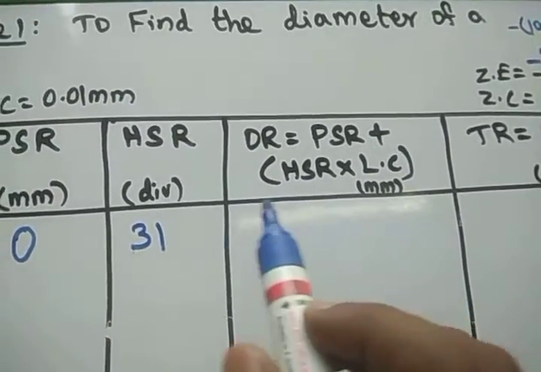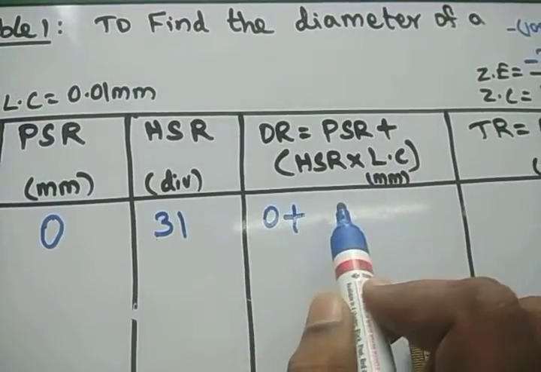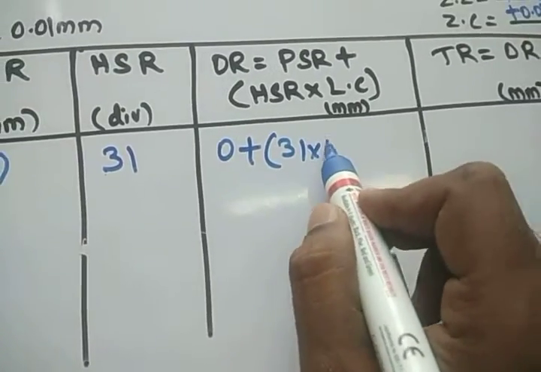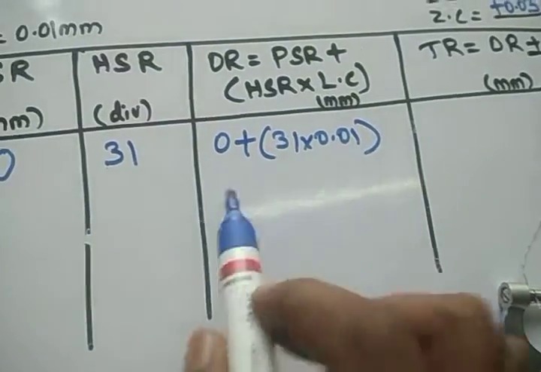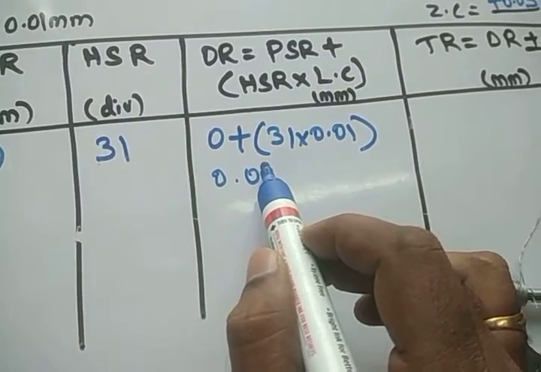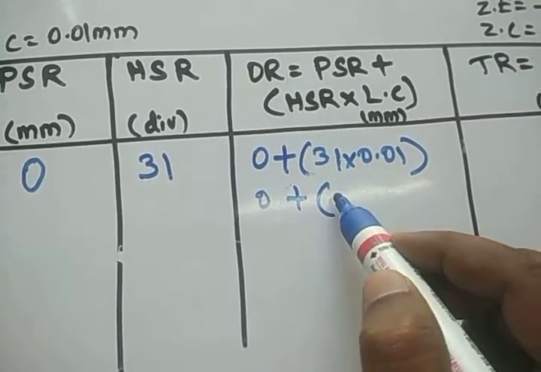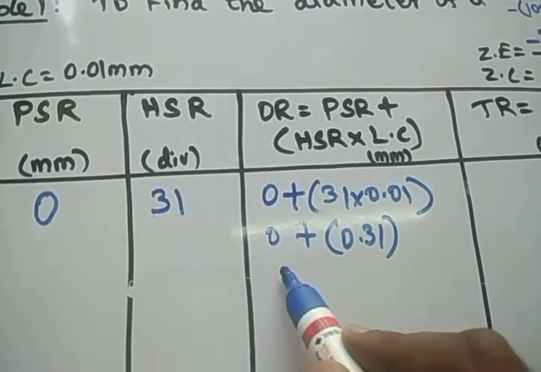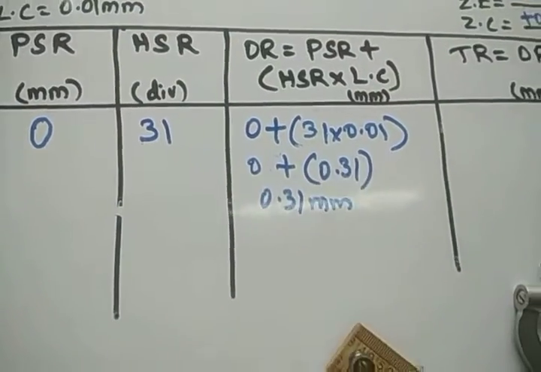Then the observed reading is equal to PSR, which is 0, plus HSR, which is 31, into least count, which is 0.01 mm. So 0 plus 31 times 0.01, that is 0.31 mm. So this is the first reading.